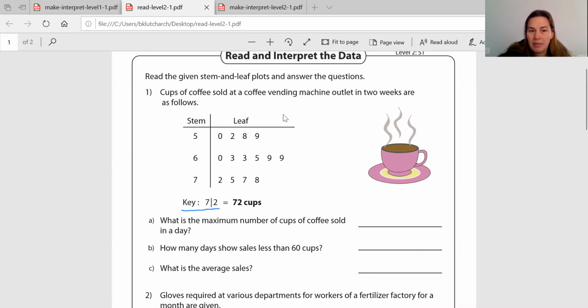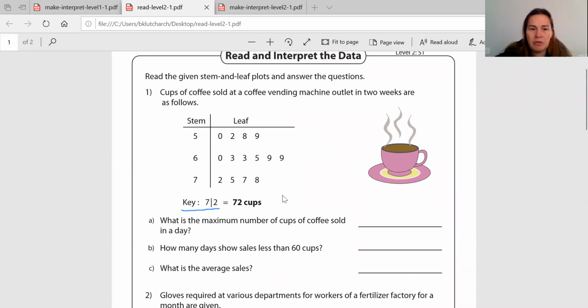Now, what this stem and leaf plot means, let's read this: cups of coffee sold at a coffee vending machine outlet in 2 weeks. So this would mean that one day there was 50. The next day there may have been 52. A different day there was 58. Notice these are in numerical order. And we have our stems here and our leaves here.